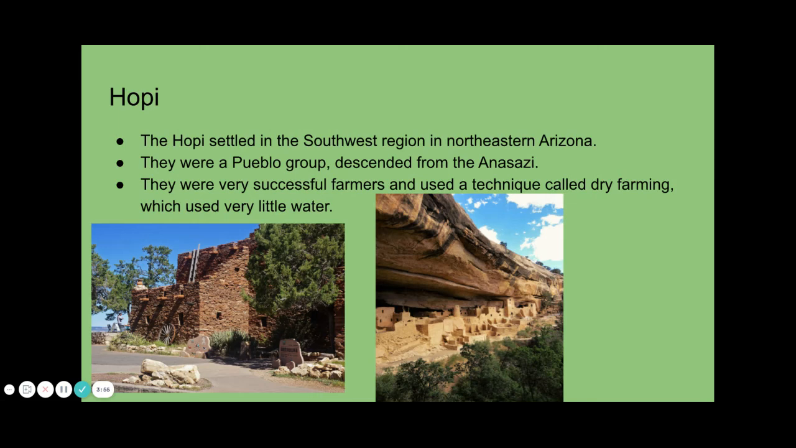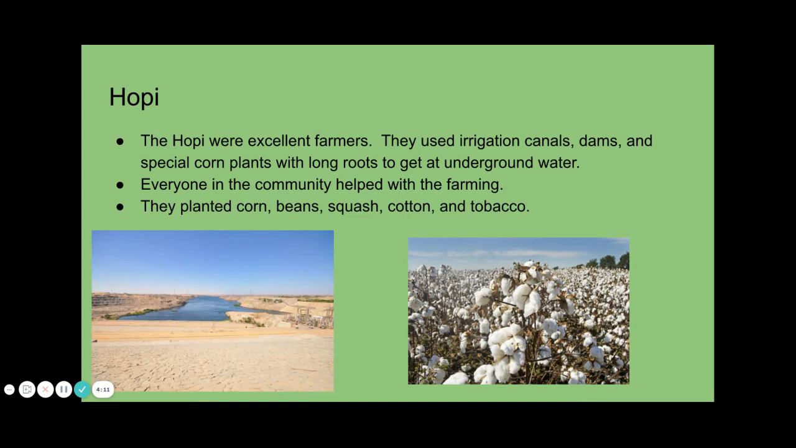Finally, we have our Hopi people. They settled in the southwest region in northeastern Arizona, actually, okay? They were a Pueblo group, okay? They descended from the Anasazi. They were very successful farmers and used a technique called dry farming, which used actually very little water, okay? They were excellent farmers, obviously, if they could figure that out.